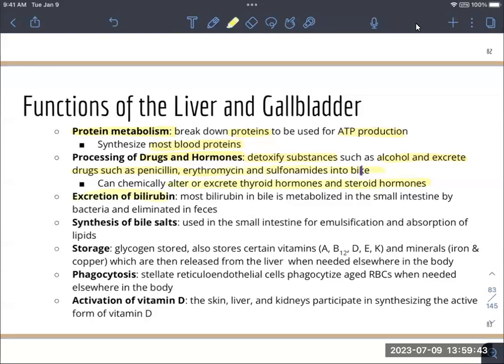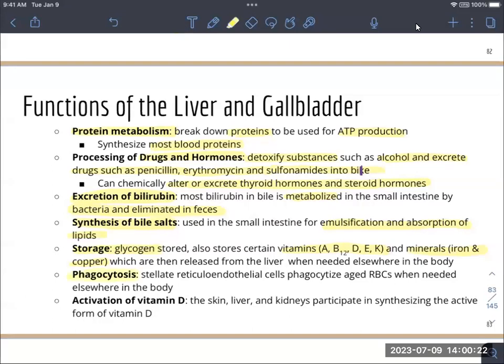That excretion of bilirubin. It gets metabolized in the small intestine by the bacteria, and then we eliminate it in our feces. Those bile salts emulsify and aid in the absorption of fats. We store glycogen. We store vitamins. We store iron and copper, so minerals, until we need them at other times.